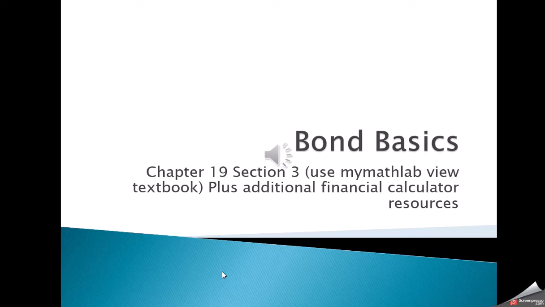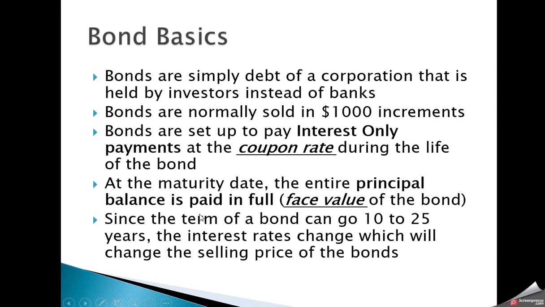For Chapter 19, we only cover the one section on bonds, and this is the only section in our current material that you are going to use your time value money keys and your financial calculator again. So the first part of the section on bonds just discusses the basics of what a bond is. Bonds are basically the way a corporation borrows money from investors rather than banks.